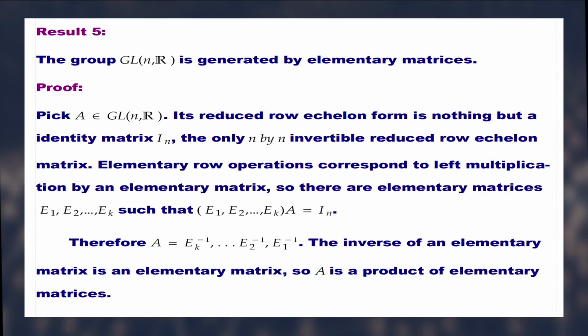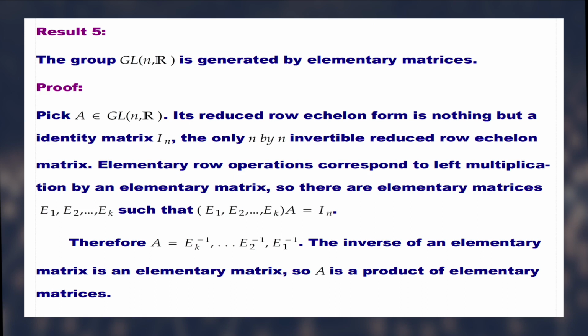Let us find out the generating set of GL(n, R), where R is the real numbers, next. The fifth result is that the group GL(n, R) is generated by elementary matrices.